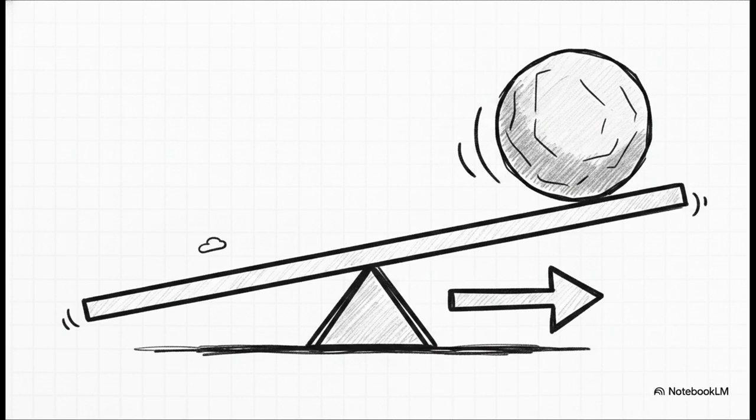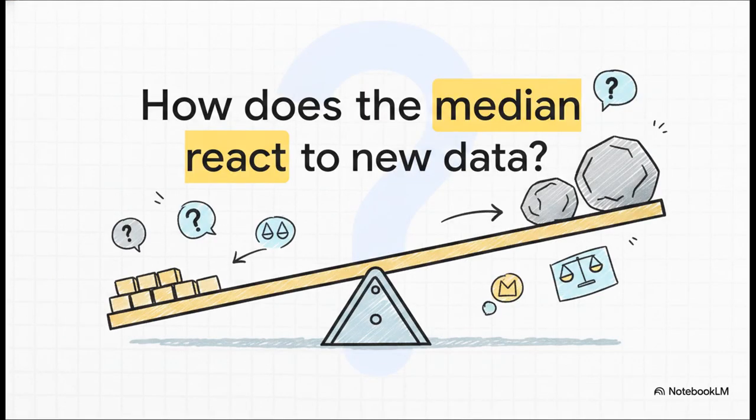This is exactly why, say, a single billionaire moving into a small town drastically shifts the average income. They're acting as a massive, heavy weight on the far right side of the seesaw, pulling the mean right along with them. And conversely, inserting smaller values adds weight to the left, sliding that fulcrum back to the left. So we've completely decoded how the mean behaves as this physical balancing point. We've seen it dynamically shifting and adjusting to every single new piece of data we throw at it.